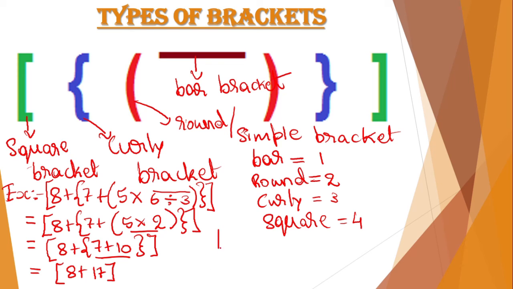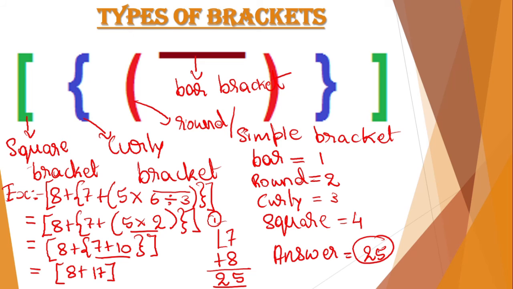We should just add. So 17 plus 8 is equal to, now 7 plus 8 is 15. So 1 here and 5 down. 8 plus 1. So 1 plus 1 is 2. So we will get our answer as 25. So our answer for this problem is 25. So like this, as we keep on solving, we should remove the brackets also. So those are the types of brackets.